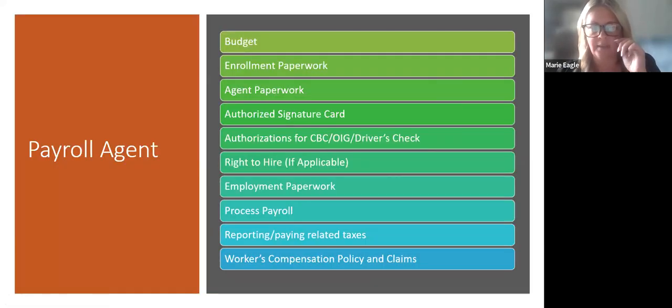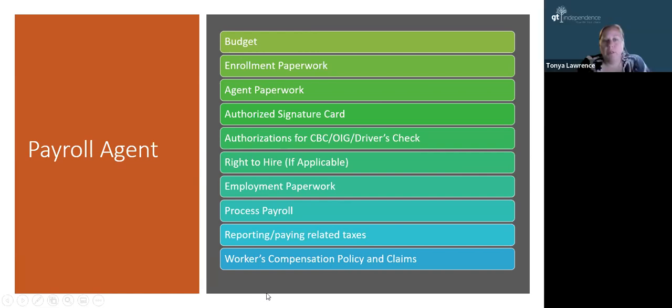Okay, and so I'm hoping that you guys, Tanya, maybe you can start talking through the process of all of the steps of being the payroll agent and what all of these pieces look like and what they mean. Sure. As the payroll agent or the FMS, it really is our job, once we have the medically necessary authorized units approved and that budget is formed, to take that enrollment paperwork and go with it, doing all of the initial checks, the CBC, OIG, driver's license, all of that.